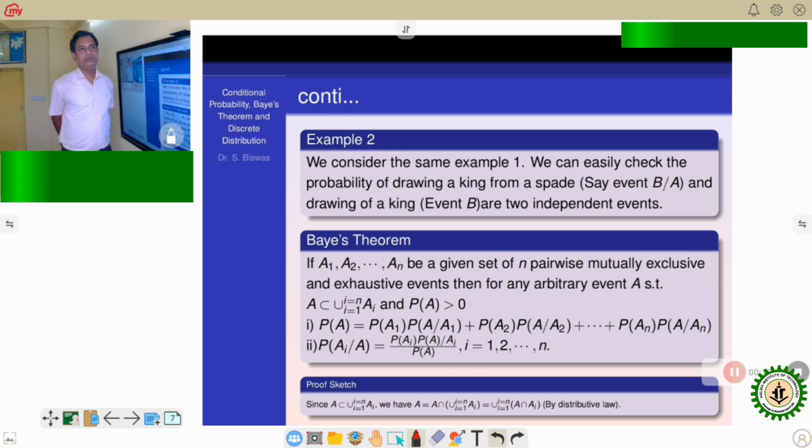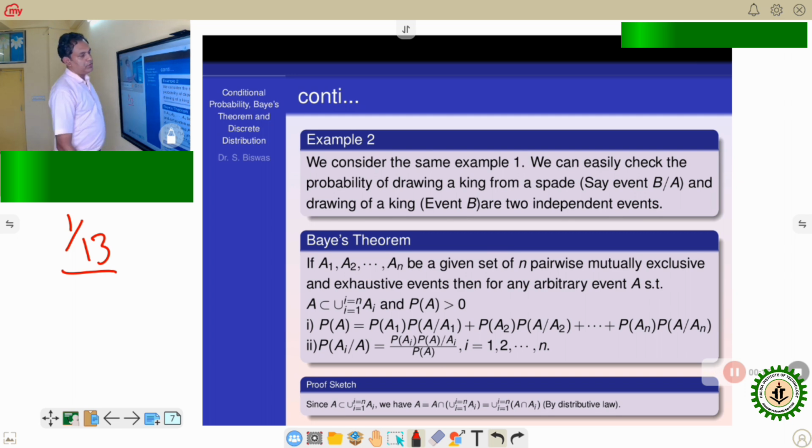In example 1, what was the example? The example was drawing of a king from the spade suit in a full pack, or a pack of 52 cards. We consider the same example. We can easily check the probability of drawing a king from a spade, which we have already done, was coming out to be 1 by 13 in example 1.